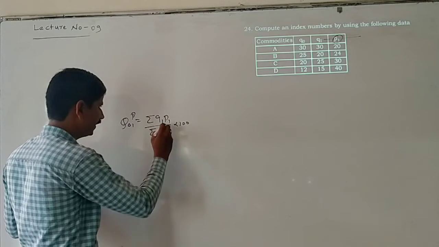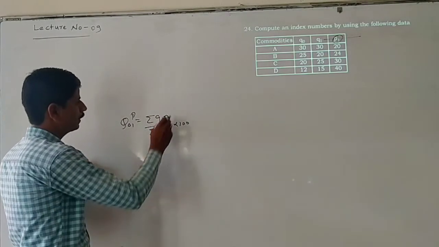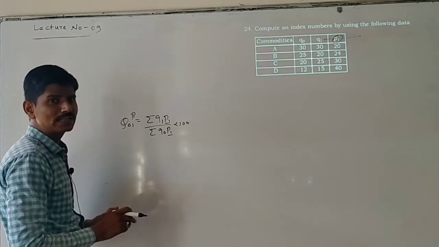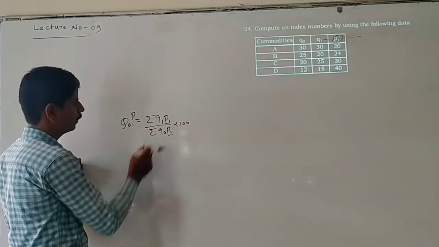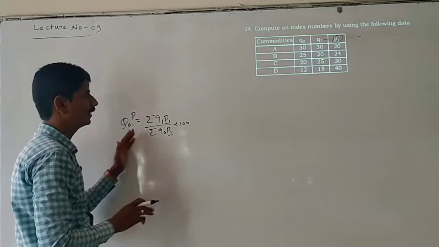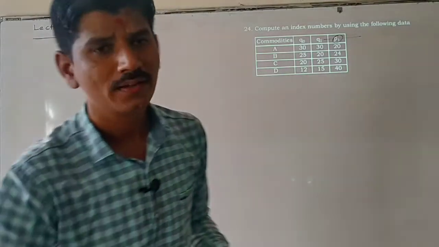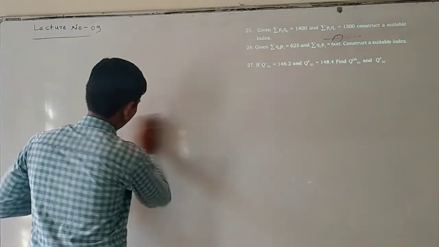Here P1 and P1 are both in the numerator and denominator. The P1 deals with Paasche's quantity index number. Here you have to multiply Q1 and P1, and Q0 and P1, and substitute the values, then we get the answer. It is the homework. Okay, the next problem, number 25.